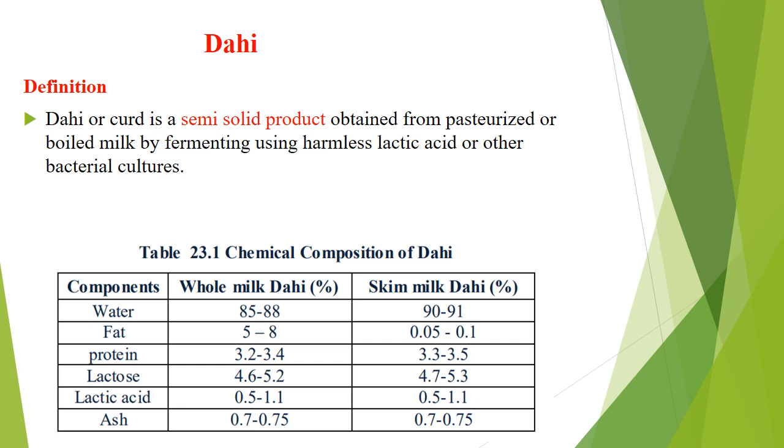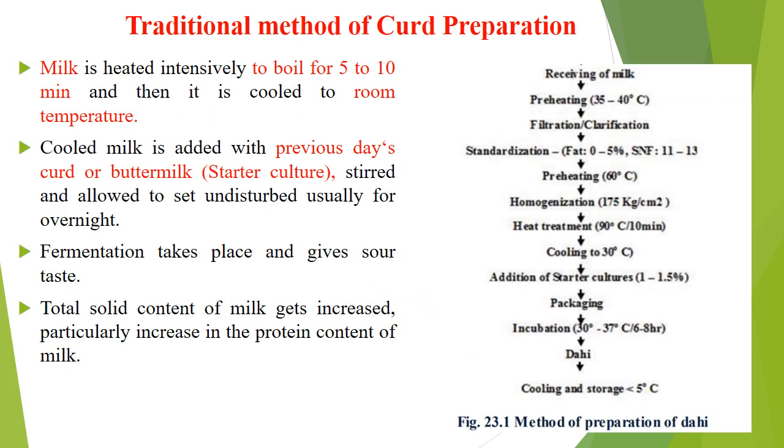So the composition of dahi: in a whole milk dahi, 85 percentage of water content is present, and the fat is about 5 to 8 percentage. Protein content is about 3.2 to 3.4 percentage. Lactose is about 4.6 to 5.2 percentage. Lactic acid is about 0.5 to 1.1 percentage, and ash content is about 0.7 to 0.5 percentage.